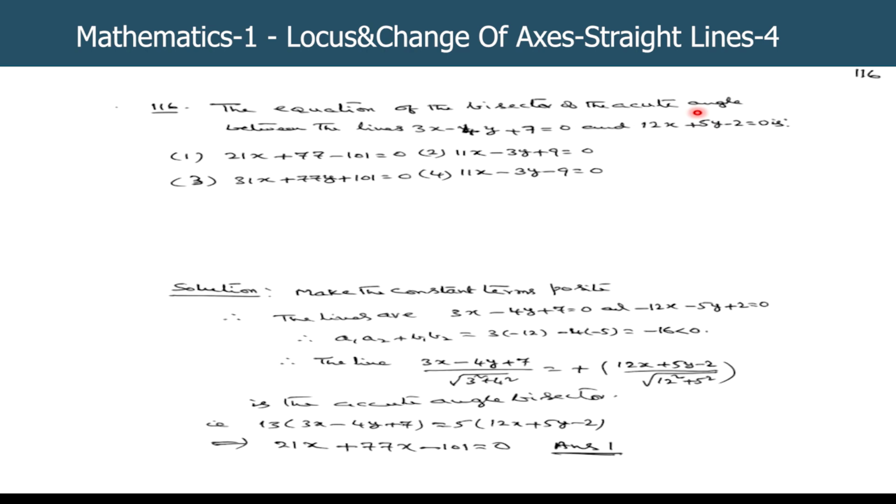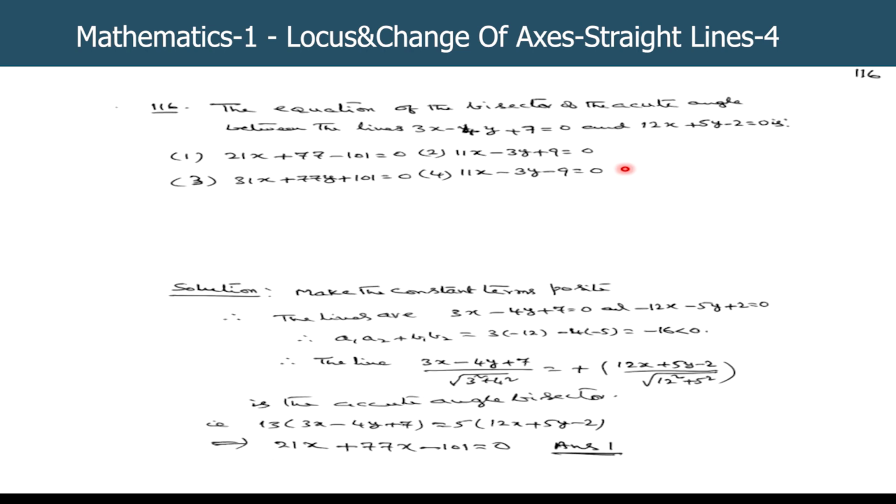Okay, 116. The equation of the bisector of the acute angle between the lines 3x minus 4y plus 7 equal to 0 and 12x plus 5y minus 2 equal to 0. The options are 21x plus 77y minus 101 equal to 0, 11x minus 3y plus 9 equal to 0, 31x plus 77y plus 101 equal to 0, and 11x minus 3y minus 9 equal to 0.